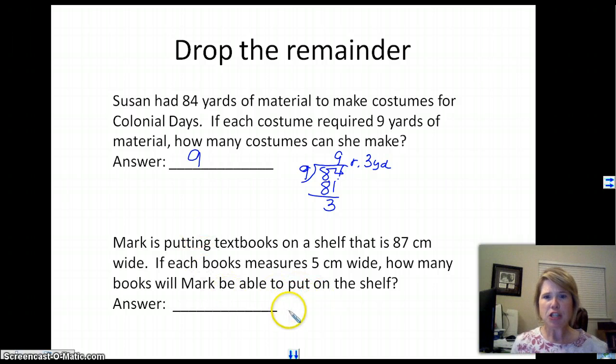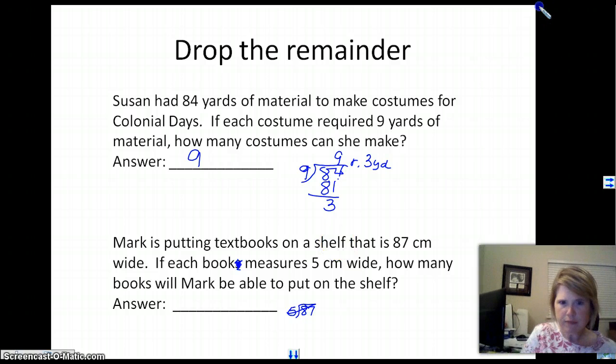Mark is putting textbooks on a shelf that's 87 centimeters wide. If each book, oops, that shouldn't be just one singular book, sorry. If each book measures 5 centimeters wide, how many books will Mark be able to put on the shelf? So 87 divided by 5. I don't know why it's not working. Oh, there it goes. 87 divided by 5. There we go.